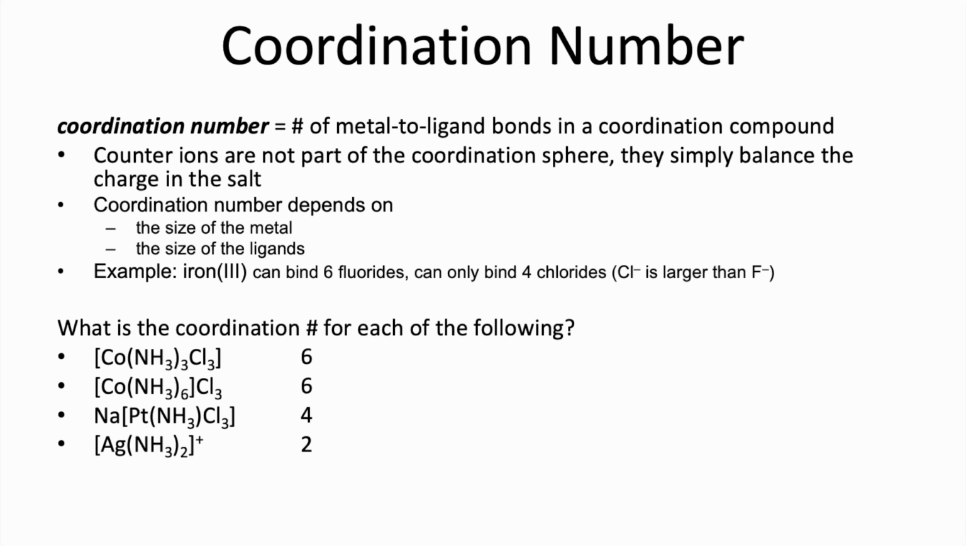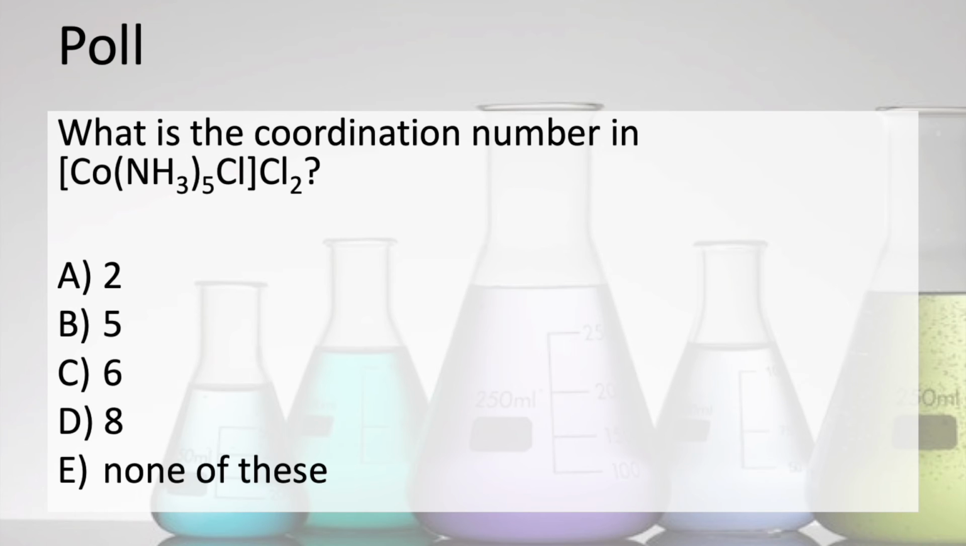So let's have a quick poll. What is the coordination number for this guy? Hopefully you came up with 6 because that's the correct answer here. 5 NH3s and 1 Cl that are bound to the cobalt. So that's the first thing, is the coordination number.